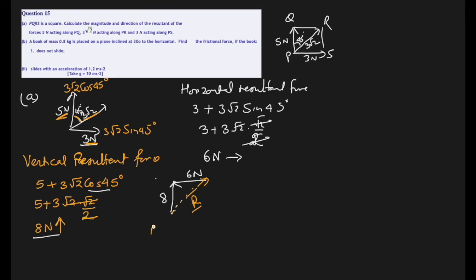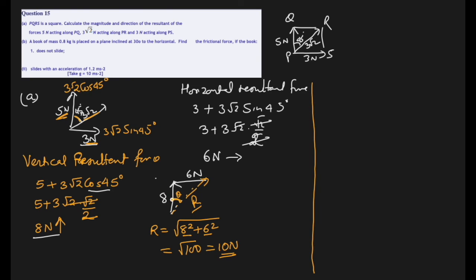So by Pythagorean theorem, R will be square root of 8 square plus 6 square, right? 64 plus 36, 100, square root 100, which is 10 Newtons. That's the magnitude. Okay, now we need the direction. For direction, we can find this angle. Let's call this angle theta. And according to the trigonometric ratios, what is that?